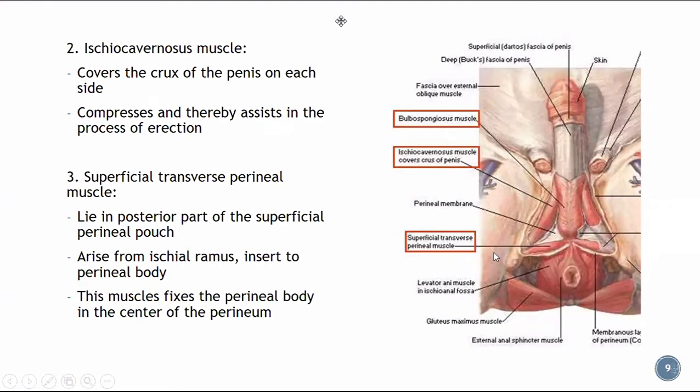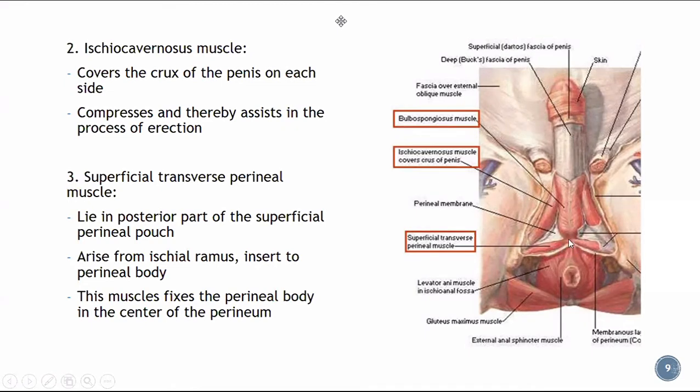And finally, we have the superficial transverse perineal muscles. These transverse muscles lie in the posterior part of the superficial perineal pouch. It arises from the ischial ramus on each side, and it inserts into the perineal body on the midline. This muscle actually fixes the perineal body on the center of the perineum.